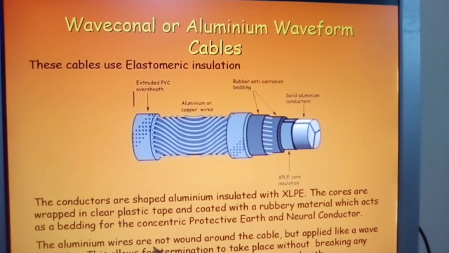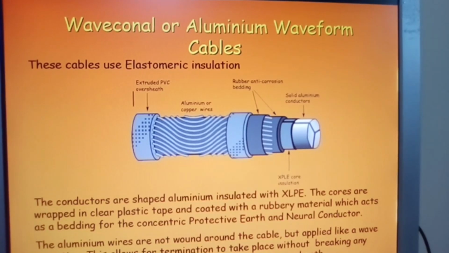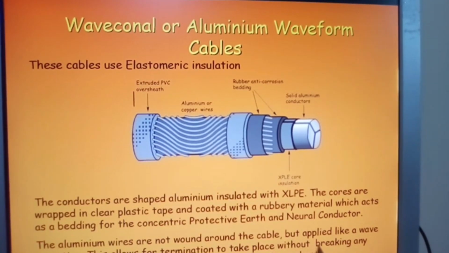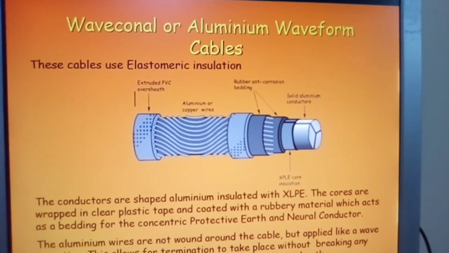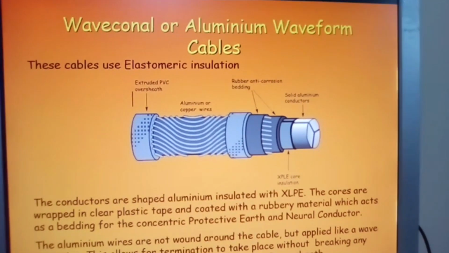The aluminium wires are not wound around the cable, but applied like a wave in motion. This allows for termination to take place without breaking any conductors. The cable is then surrounded by a PVC over sheath.